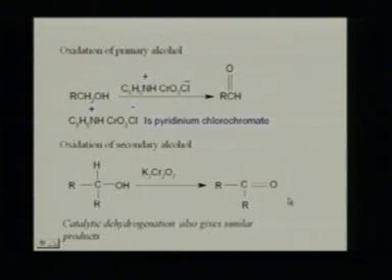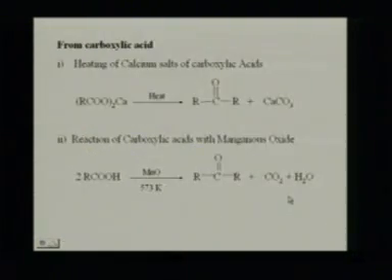If we start with calcium methanoate, we will get methanal, and if we are using a mixture of calcium methanoate and the calcium salt of another carboxylic acid, we will get the aldehyde. And if we start with the calcium salt of a carboxylic acid alone, we will get the ketone.